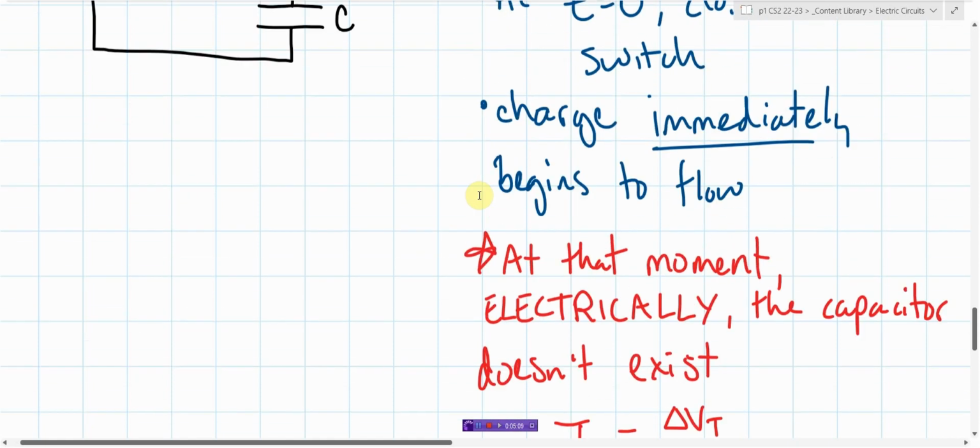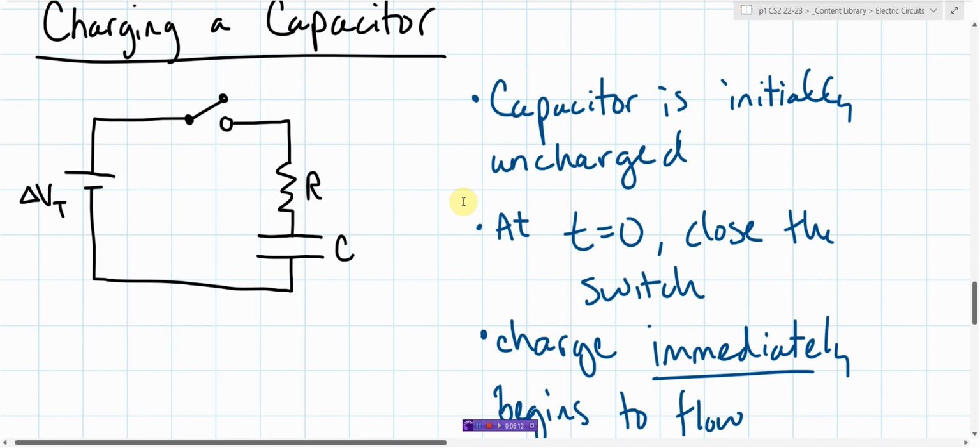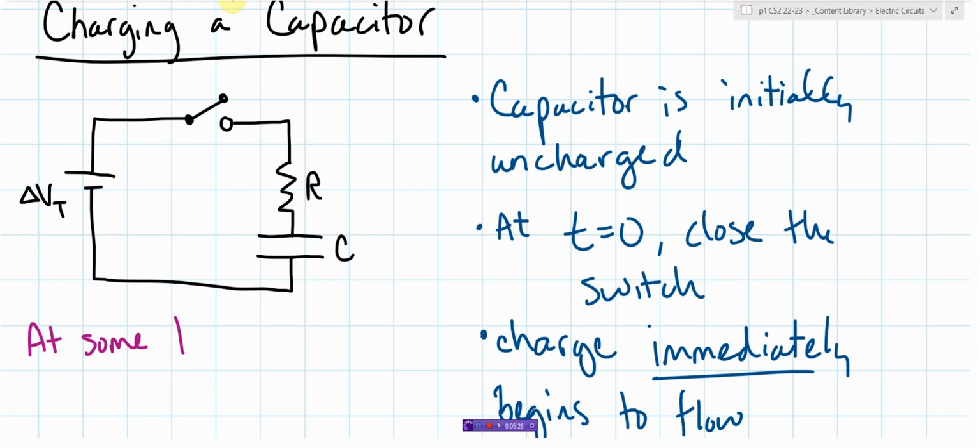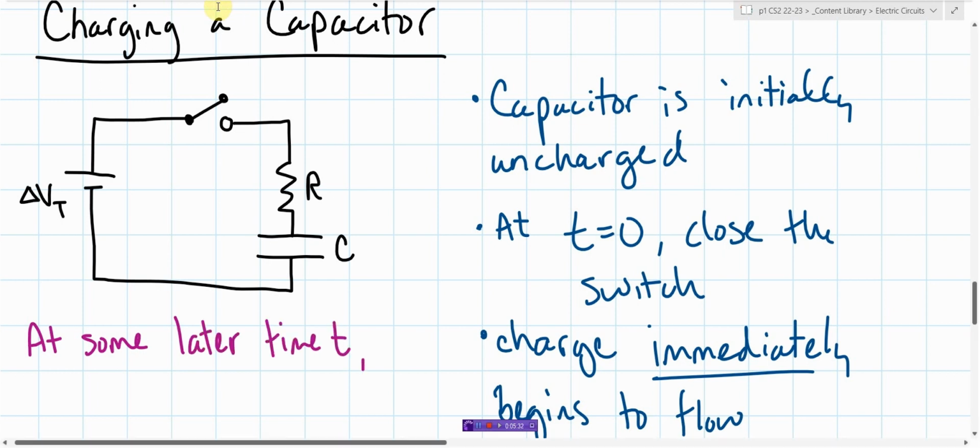Okay, now let's go back to a little bit later than immediately. If you let some time go by, but not a lot, just a little bit of time, at some later time t, I'm going to have current flowing through the resistor. I'm going to have some amount of charge on the plates. Delta V_T hasn't changed.